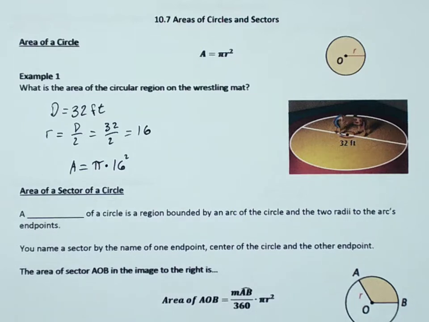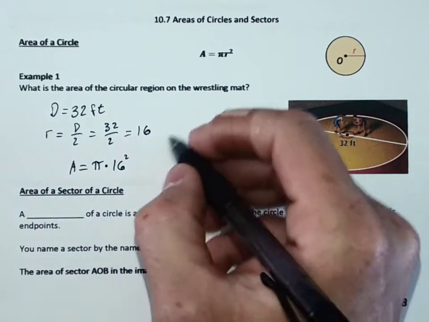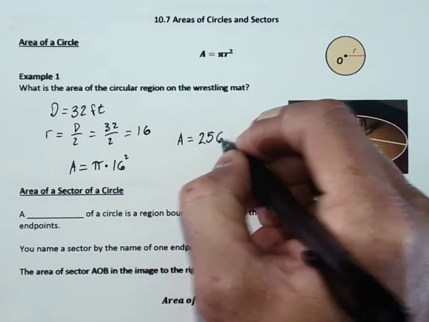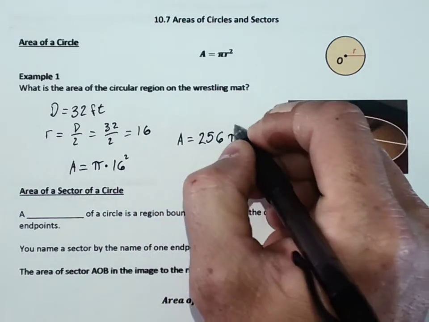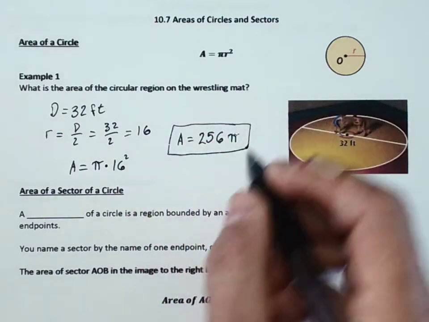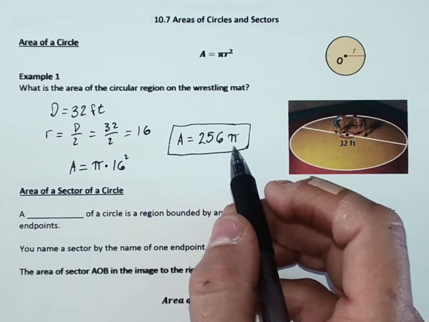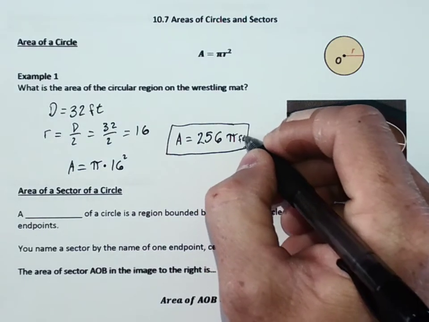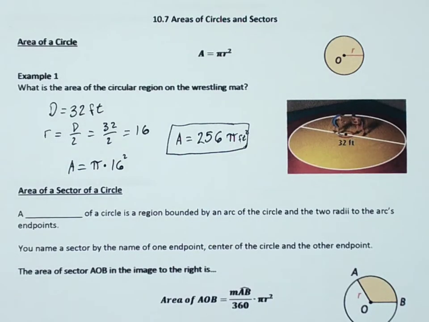It does not tell us to round, but if it did, you would just round it to whatever decimal place. But 16 squared is 256. So the area is 256 pi. Now this is what we call the exact answer. And that would be feet squared. But that's the exact answer.